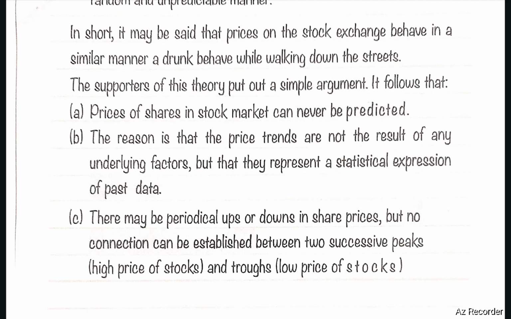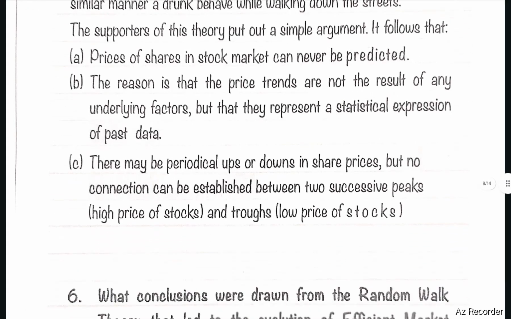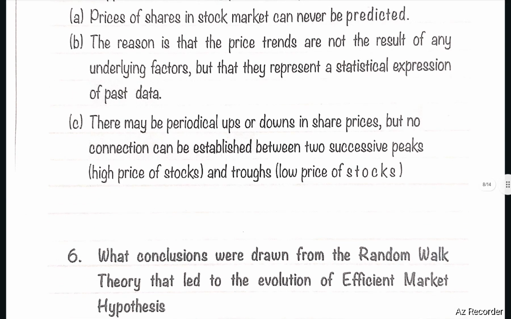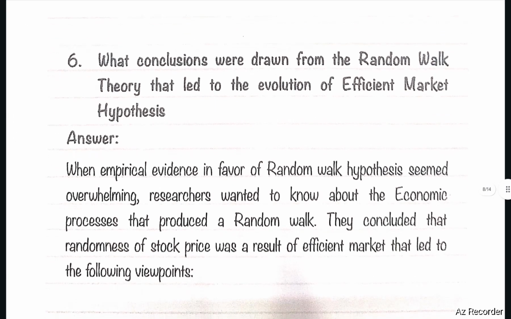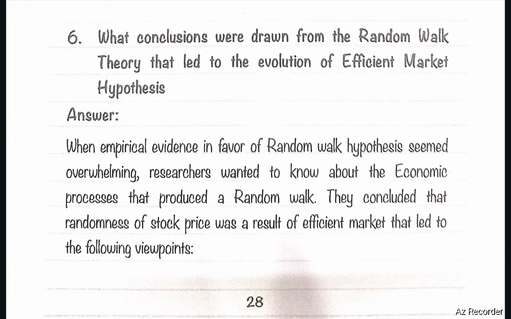The supporters of this theory put forward a simple argument. It follows that the price of shares in the stock market cannot be predicted. The reason is that price trends are not the result of any underlying factors, but represent a statistical expression of past data. There may be periodical ups or downs in share prices, but no connection can be established between two successive peaks, that is, high prices of the stocks, and troughs, that is, low prices of the stocks.